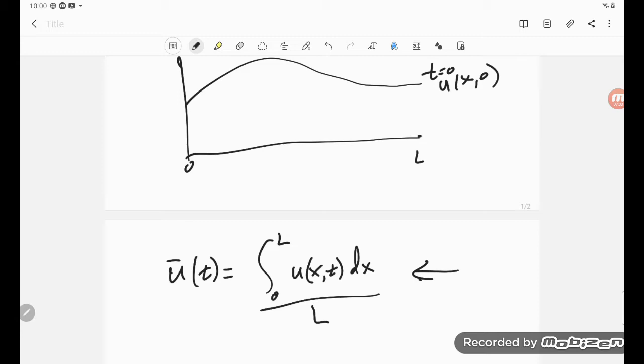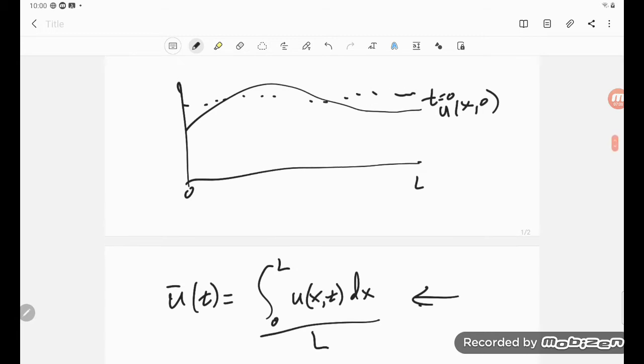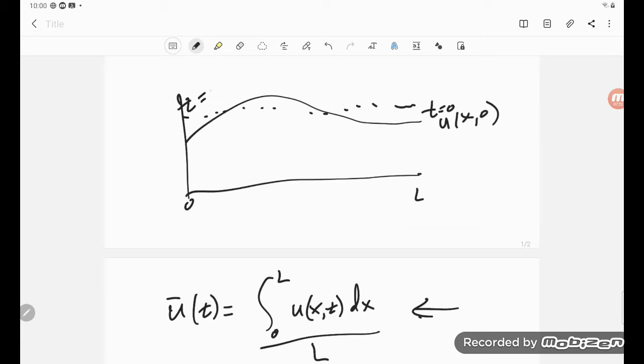And then in the long run, maybe the average ends up being here, and so we'll call this t equal infinity. Okay, this is our average ū of t for any t. Because the heat can't escape, it would just even out in the rod, but the average heat, so the heat per unit length, should never change over the whole time.